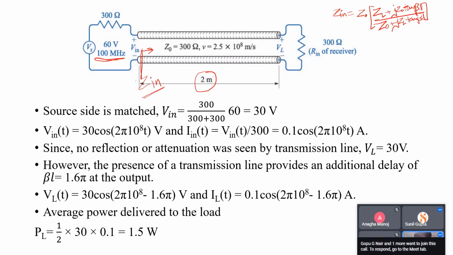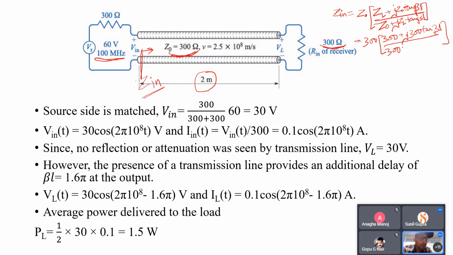Here Z naught is given as 300 ohm. ZL is also given as 300 ohm. So you can directly put this value here: 300 times (300 plus j 300 tan beta L) divided by (300 plus j 300 tan beta L). So these terms will be cancelled out. So the input impedance will be 300 ohm. Here the impedance seen by the source will be 300 ohm.